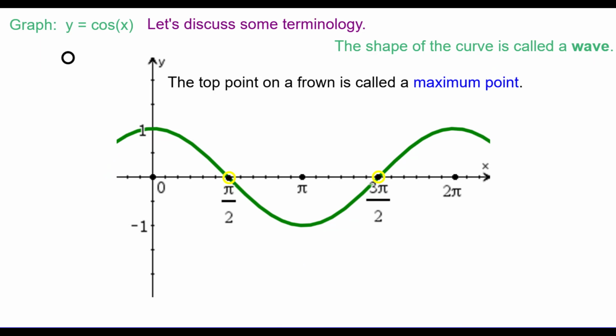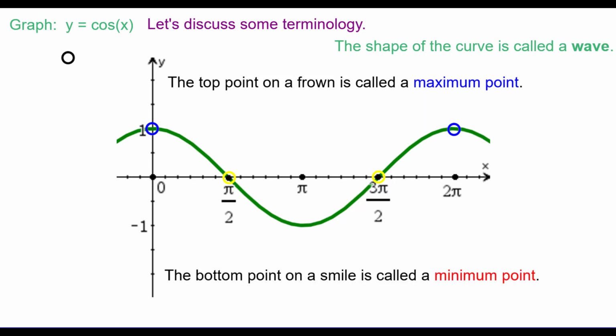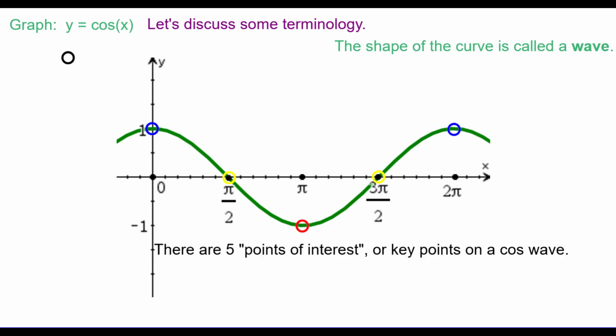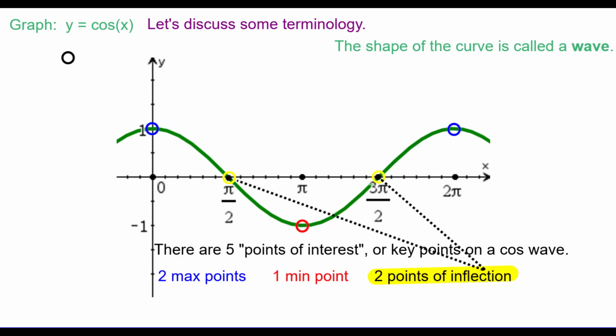The top point on a frown is called a maximum point. And in this wave, we actually have two maximum points at 0, 1, and also 2 pi, 1. The bottom point on a smile is called a minimum point. That occurs at pi, negative 1. So there are 5 what we call points of interest or key points on a cosine wave. Again, the 2 max points, the 1 minimum point, and the 2 points of inflection.